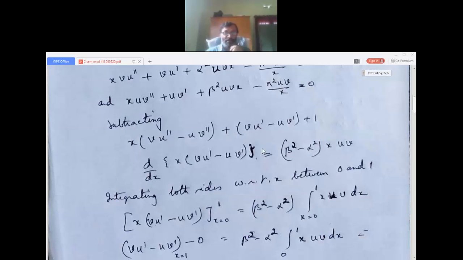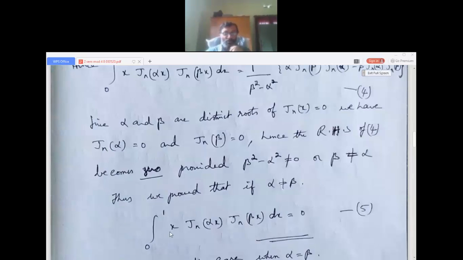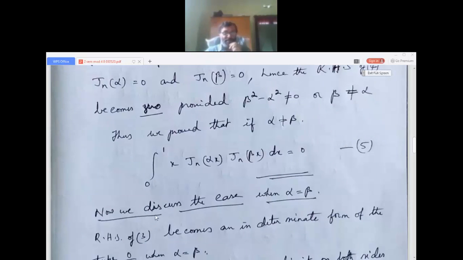So this is the question. Till here, for alpha not equal to beta, the integral from 0 to 1 of x Jn(alpha x) Jn(beta x) dx equals 0. This is the question, till equation 5, that is being asked in the model question paper. But they might ask another case when alpha equals beta. So we have done it. Now we discuss the case till here for the model question paper.